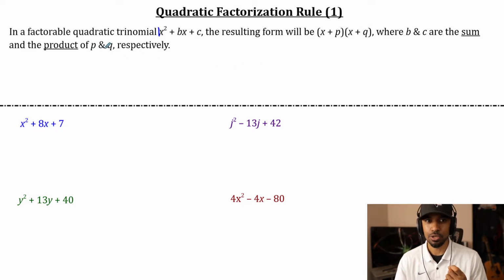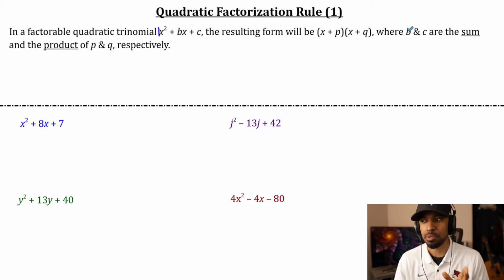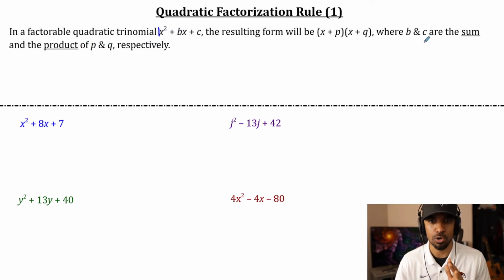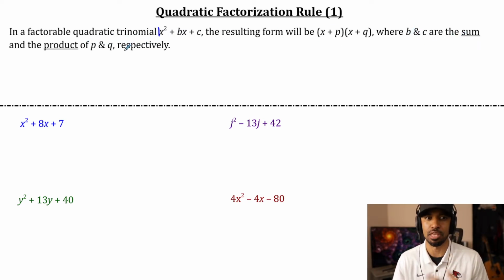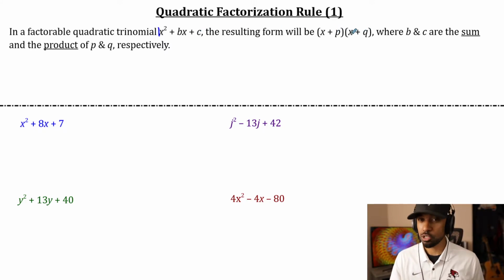And p and q are two numbers that, look where it says here, b and c are the sum and product of p and q. B is the sum of p and q, and c is the product of p and q. That's what respectively means, in order. It says b and c are the sum and the product. B is the sum, c is the product. So b, your linear term, is what p and q add to make. And then c is what p and q multiply to make.